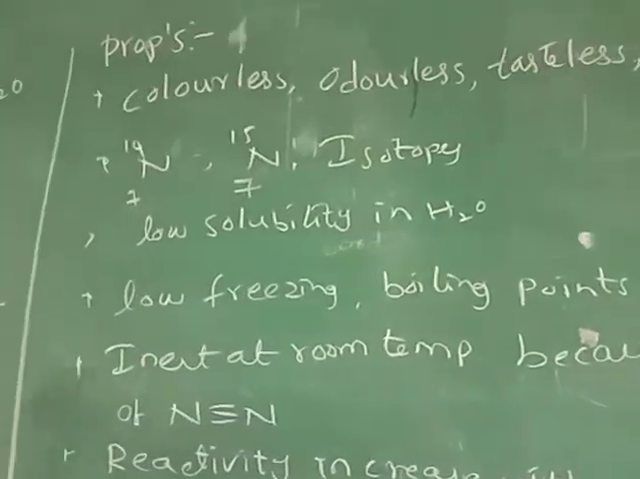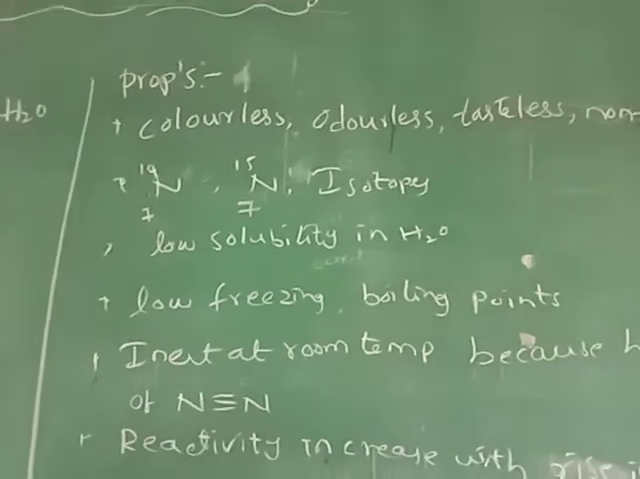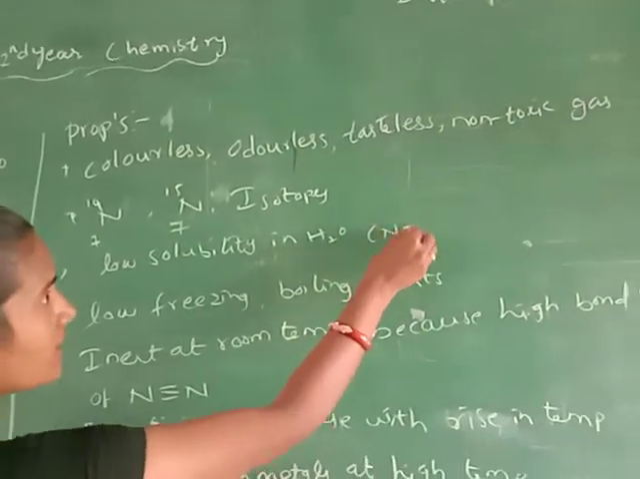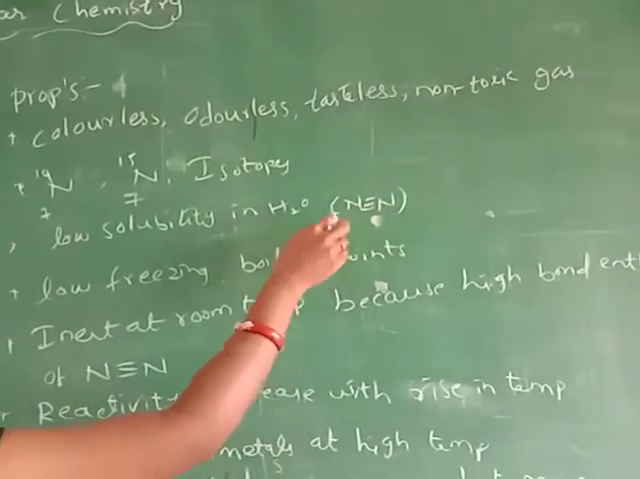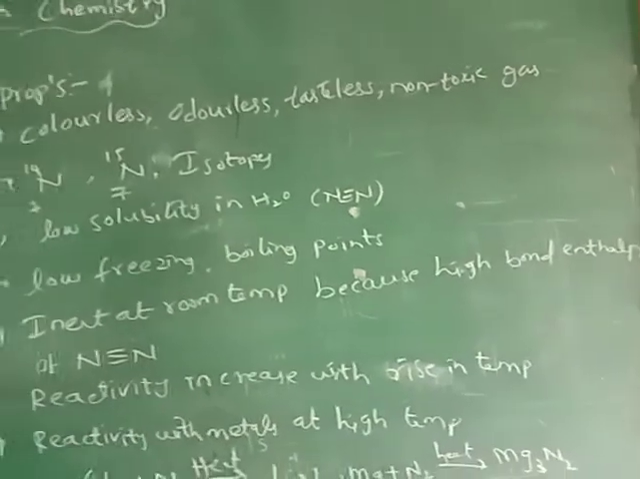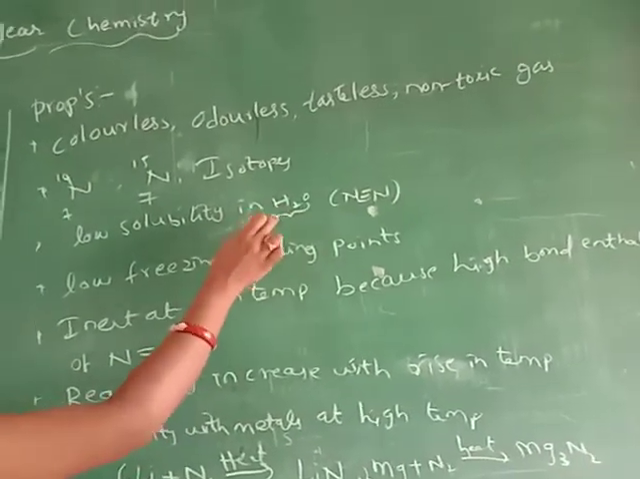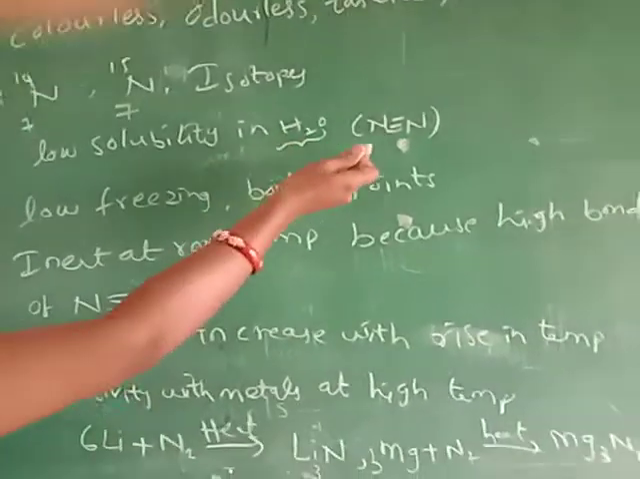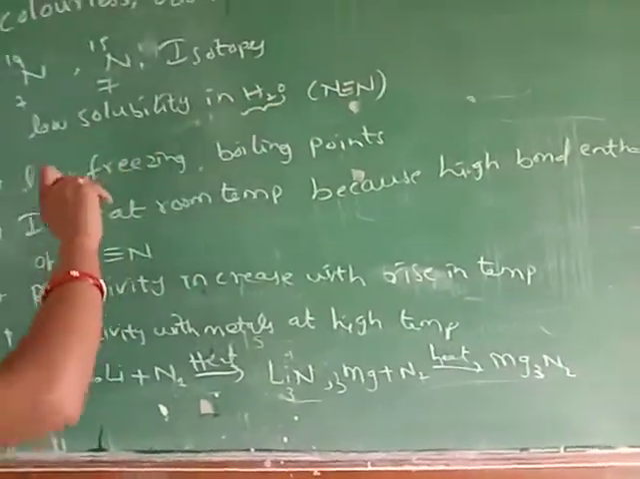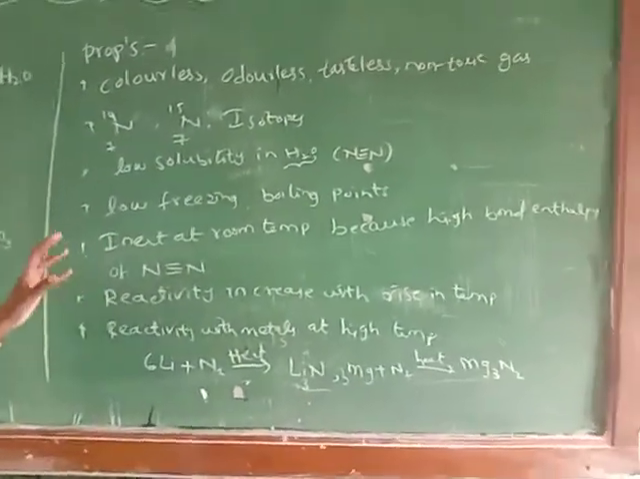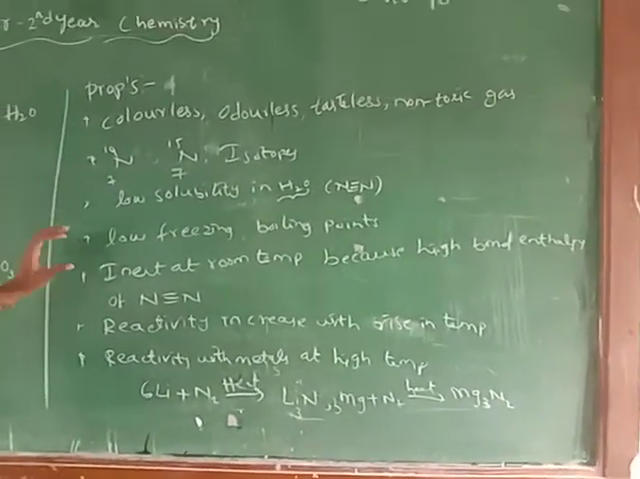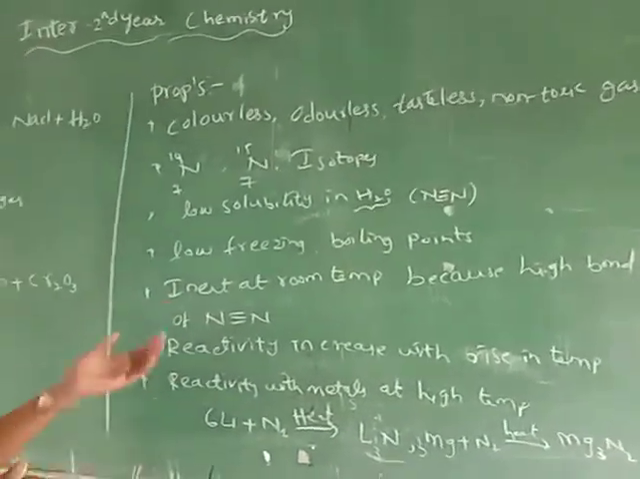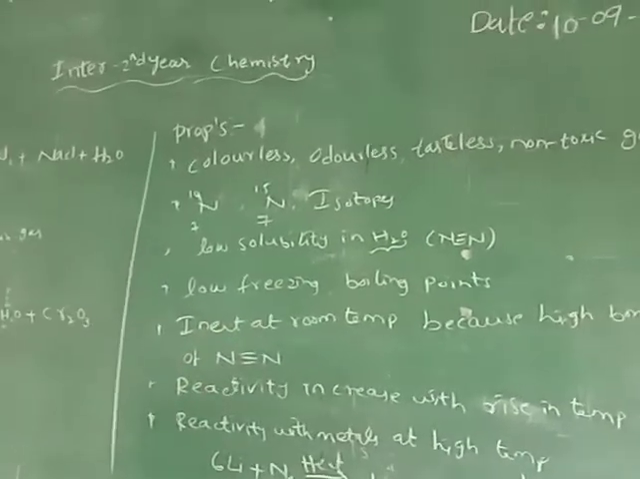Next, dinitrogen is not soluble in water. Low solubility is present because nitrogen is a non-polar substance, that's why it has low solubility in water. Water is a polar solvent, yes or not? Polar means it contains charge. Nitrogen does not contain charge, that's why it has very low solubility. And freezing point and boiling point are very low, so low freezing and boiling points are observed.